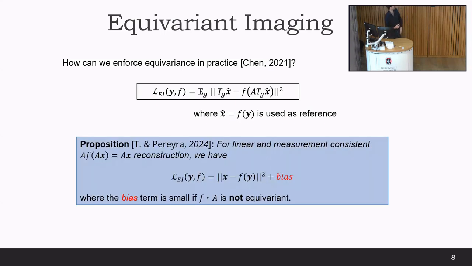And under some strong assumptions on the distribution, that the signal set is linear, and we have a measurement consistent reconstruction, we can show that this loss actually is an unbiased estimator of the supervised case. So the idea is that this averaging over the group is giving us information in the null space, and that we are able to learn that information.